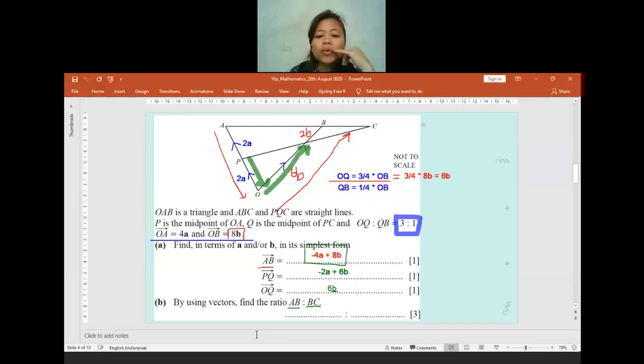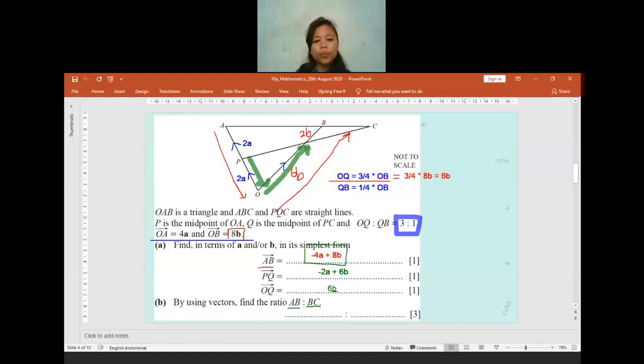Now we are going to find BC. Do we have something related to the Q? Wait, did I copy the question properly? P is the midpoint of OA. Not yet. I think I missed some words here. I forgot to copy, because we need information between P, Q, C. Maybe we will continue to discuss it on Tuesday, the next day we have class.